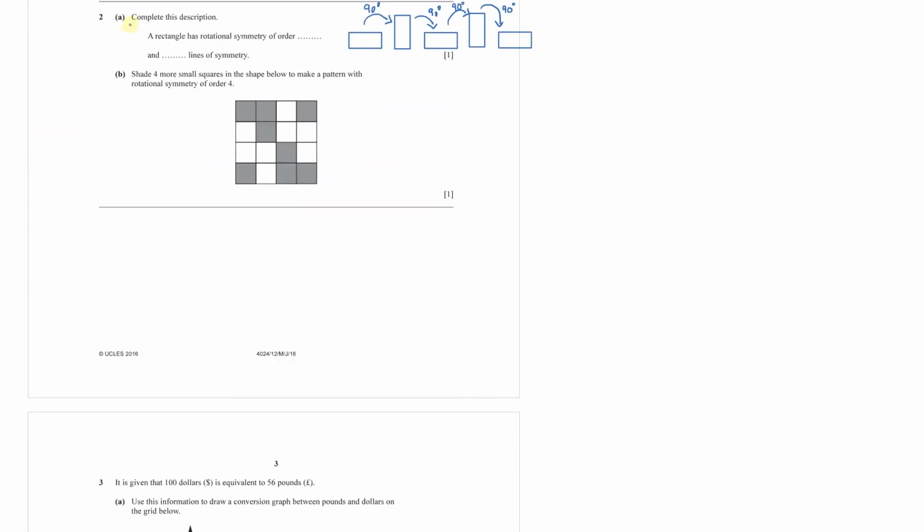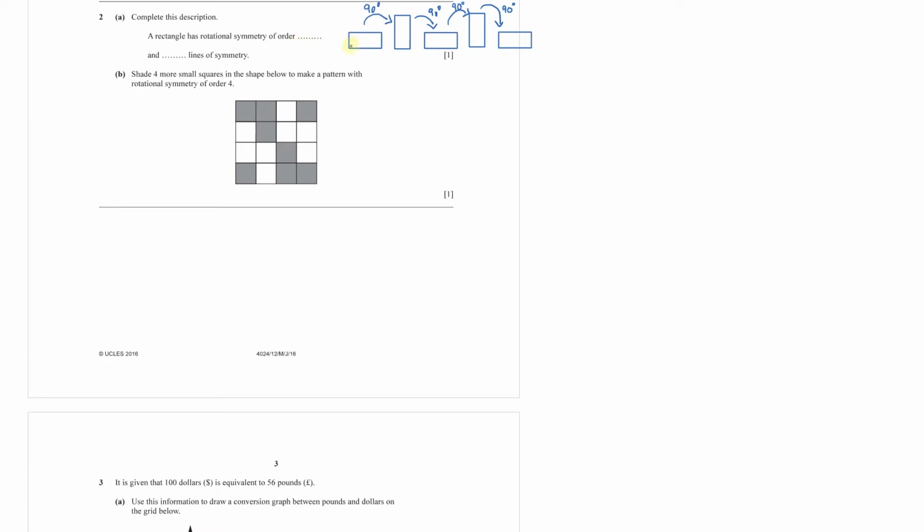So let's move on to question number 2, which states complete this description. A rectangle has rotational symmetry of order dash and dash lines of symmetry. So the order of symmetry is basically the number of times the object will look exactly the same while it's rotated through a full circle, which means it's rotated through full 360 degrees. So I've drawn this rectangle here to illustrate this question in a better way.